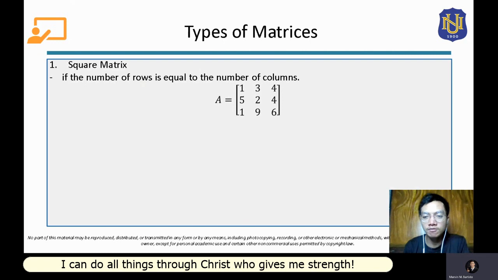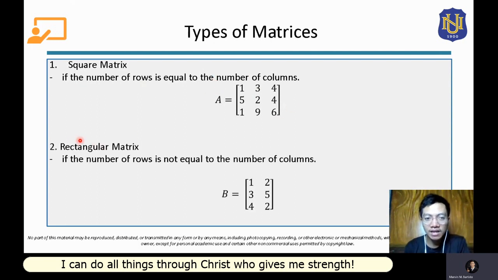So let's proceed now to types of matrices. The first one is the square matrix. For square matrices, the number of rows is equal to the number of columns. Here, this matrix A actually has 3 rows and 3 columns. So the number of its rows and the number of its columns is equal, right? Therefore, this matrix A is a square matrix.